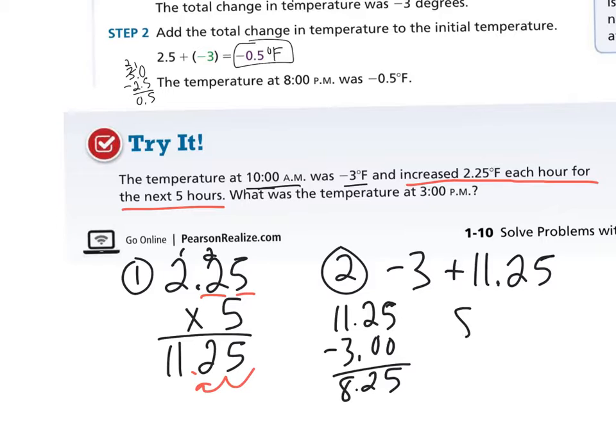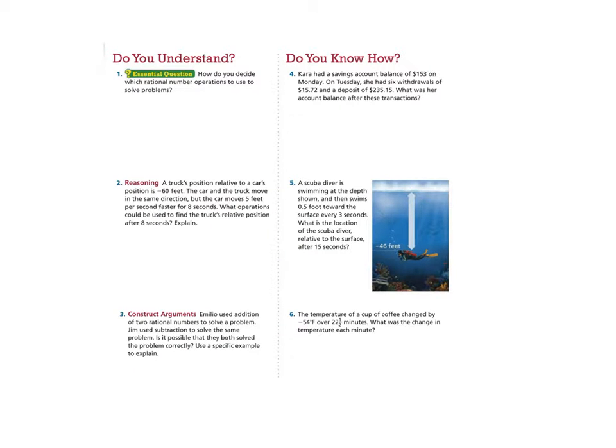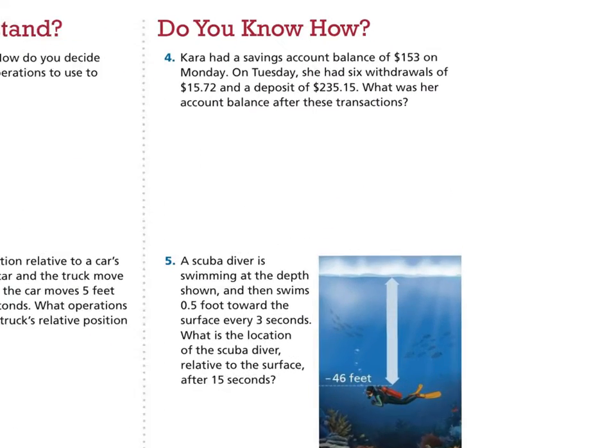And then we can see we have more positives than negatives. So in all, our final temperature here at 3 p.m. would be a balmy 8.25 degrees Fahrenheit. So look at number 4.